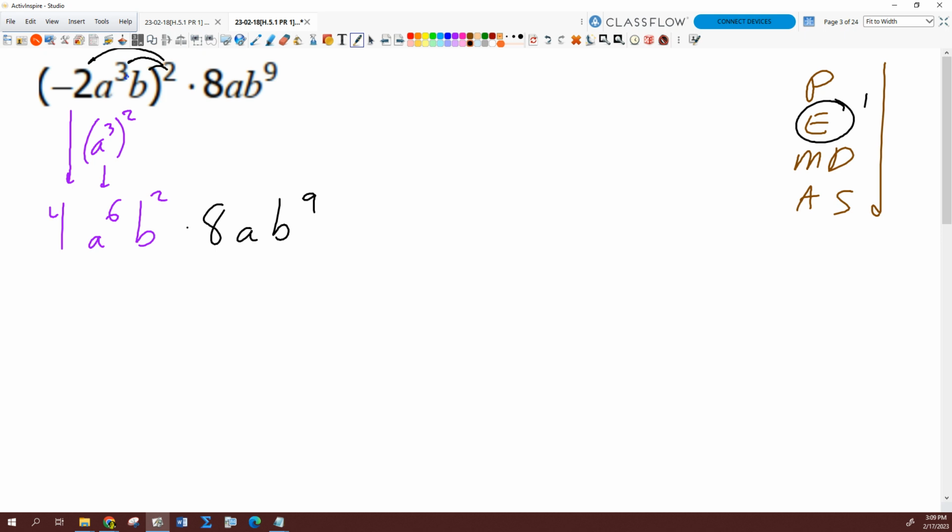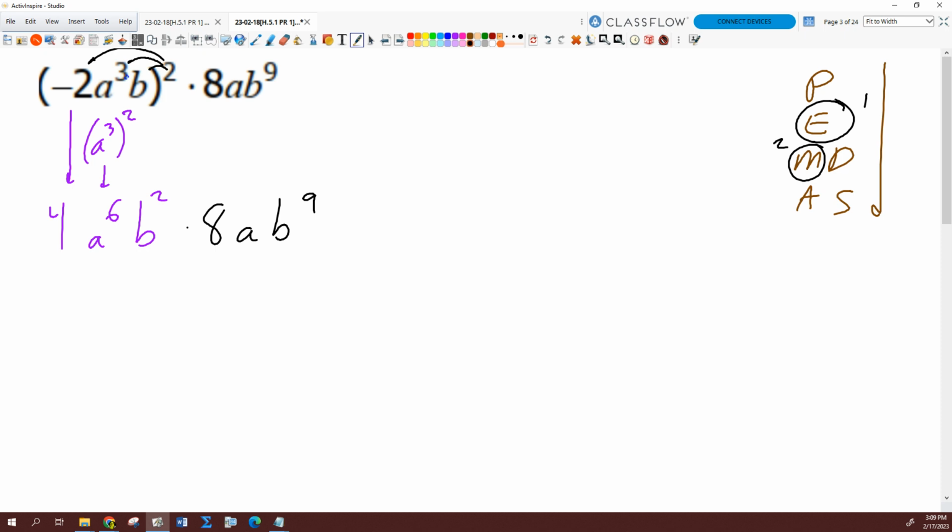Multiply. Yeah, that's it, right? So we're going to multiply. Now, when we multiply stuff, let's count the number of things being multiplied here: 4 times a to the 6th times b squared times 8 times a times b to the 9th. 6 things are being multiplied. So let's be smart about this. How do we want to structure this product?